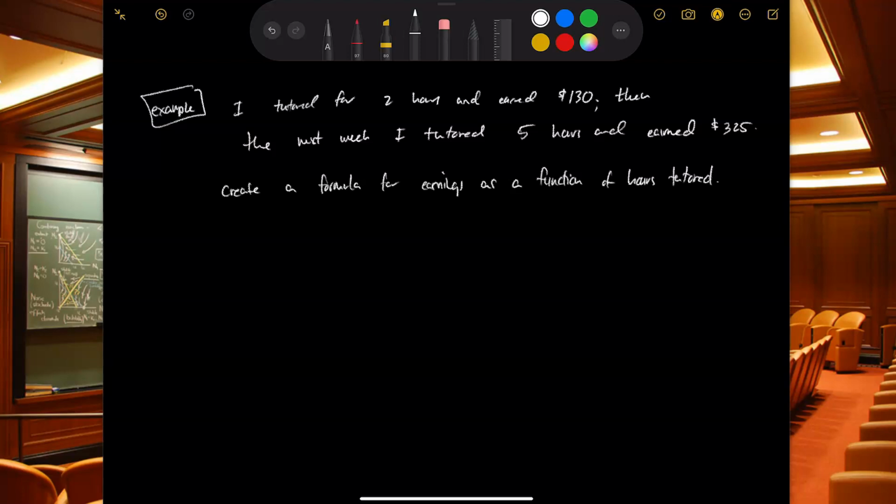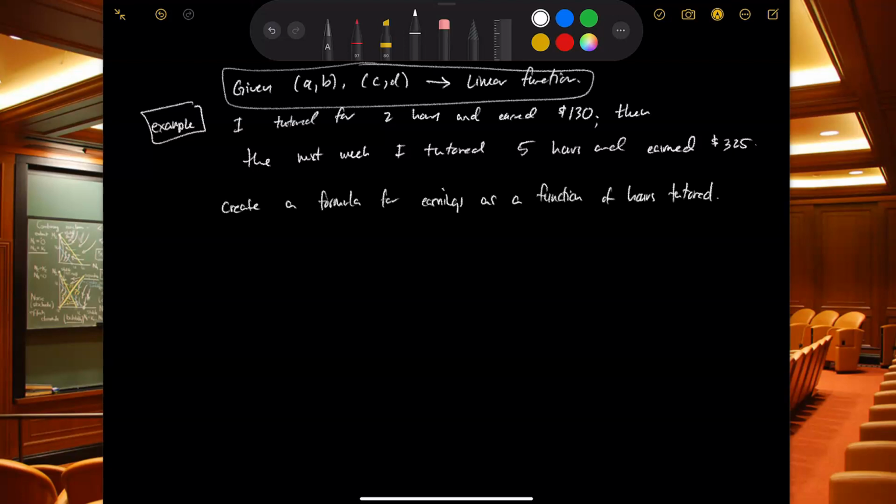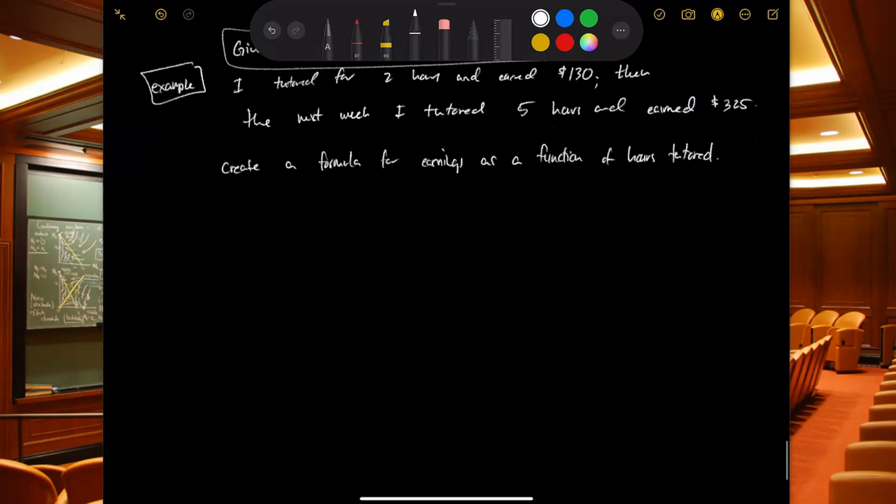So I'm going to bundle this into a contextual problem too. Again, this is going to be the type of problem where you're given 2 points and you're going to generate a linear function. So here, let's say I tutored for 2 hours. Oh, my handwriting is really hard to read here. I tutored for 2 hours.